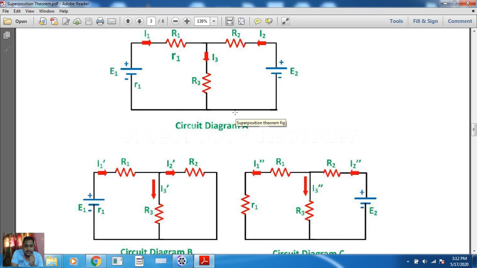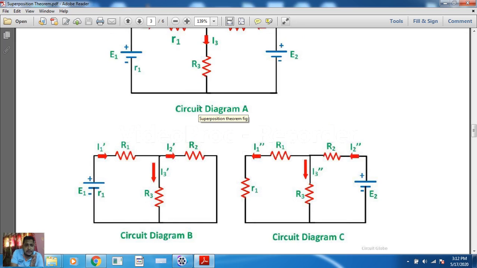As we can see in circuit diagram A, we have two sources, E1 and E2. Just carefully view that E1 has its internal resistance, that is R1, and E2 doesn't have any internal resistance. And there are three circuit resistances there: R1, R2, and R3, and through them I1, I2, and I3 currents are flowing. So we have made some assumption of the current directions.